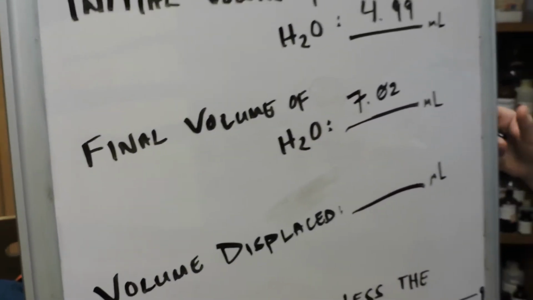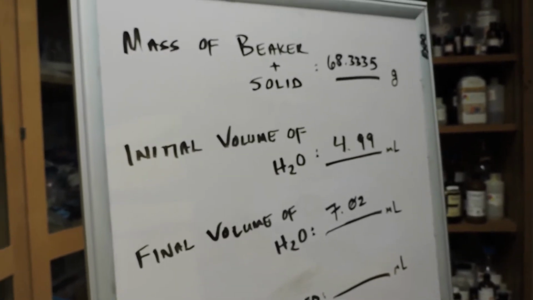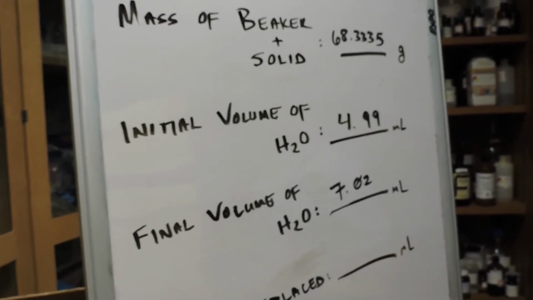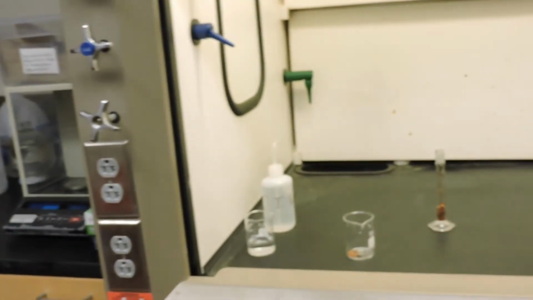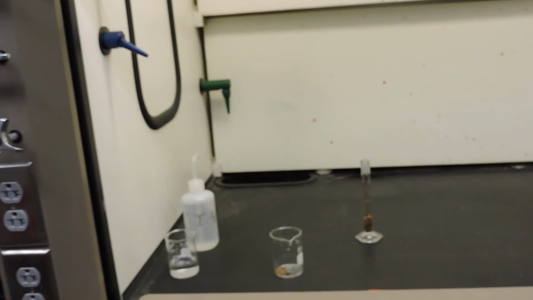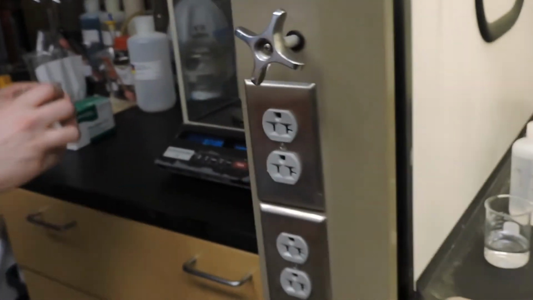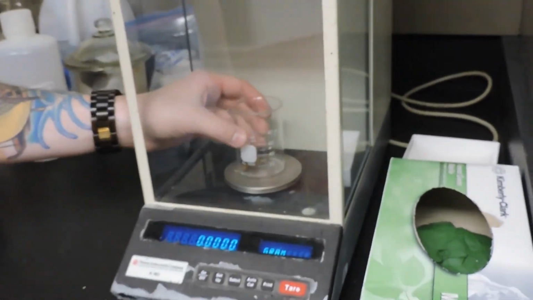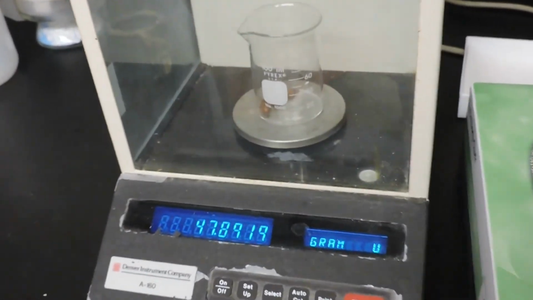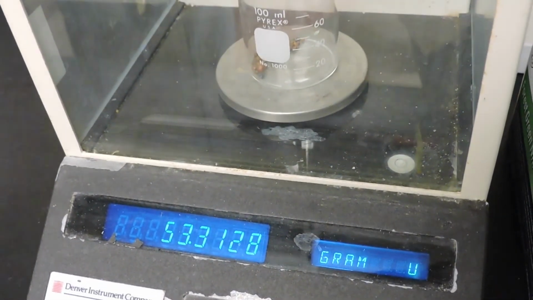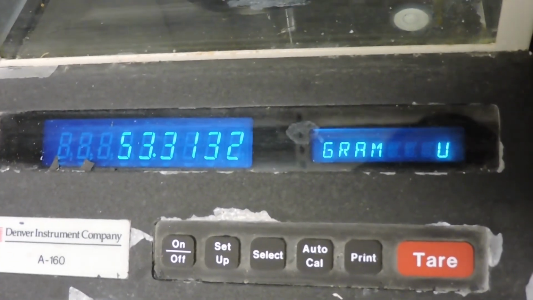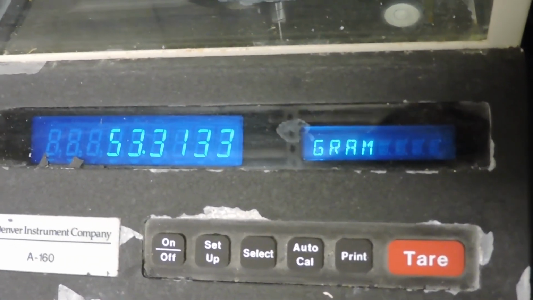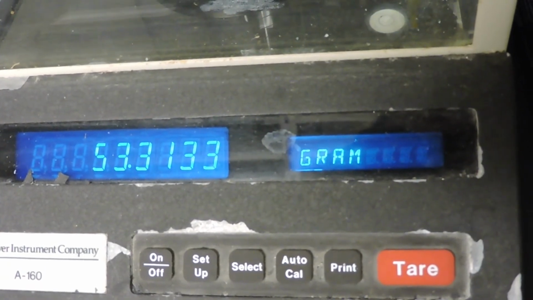The difference in the values of the two liquid levels is equal to the volume of water displaced and also the volume of the solid. Weigh the beaker again with any leftover solid. Now the mass of the beaker and the solid is 53.3133 grams.